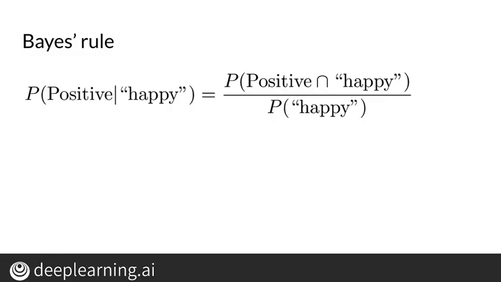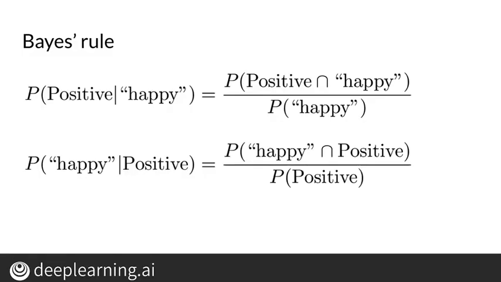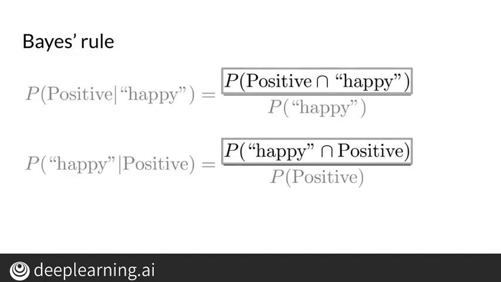You could write a similar equation by simply swapping the position of the two conditions. Now, you have the conditional probability of a tweet containing the word happy, given that it is a positive tweet. Armed with both of these equations, you're now ready to derive Bayes' rule. To combine these equations, note that the intersection represents the same quantity, no matter which way it's written. Knowing that, you can remove it from the equation.